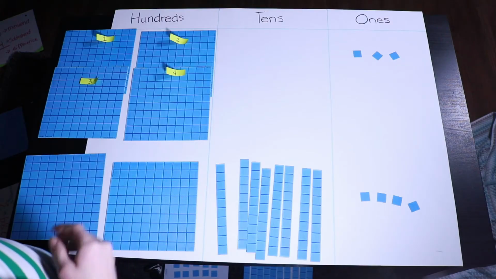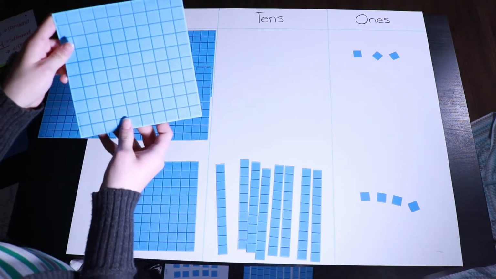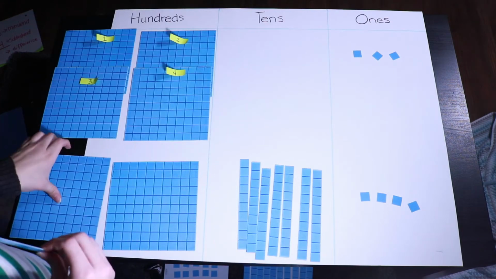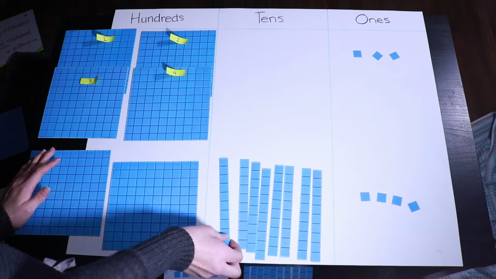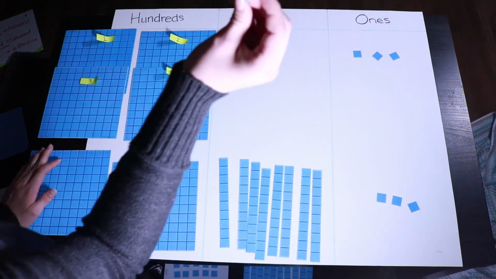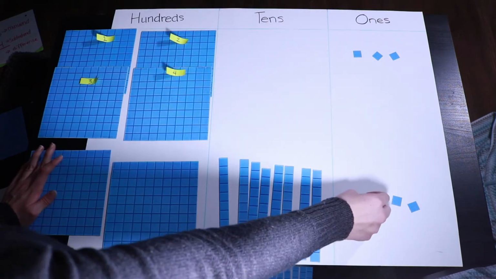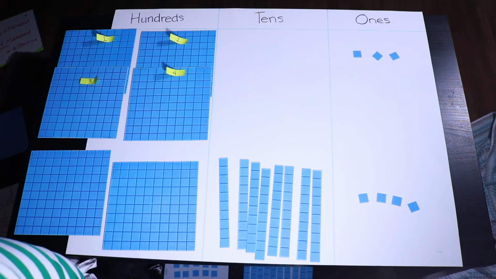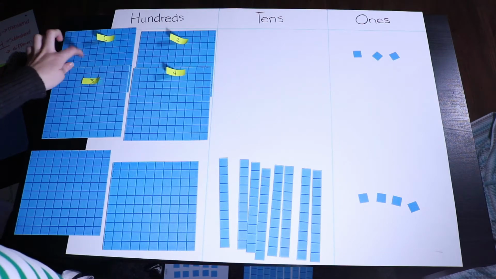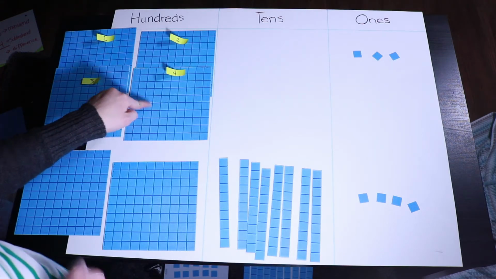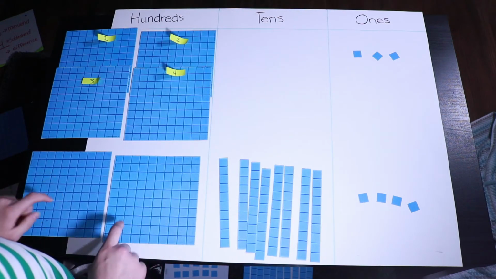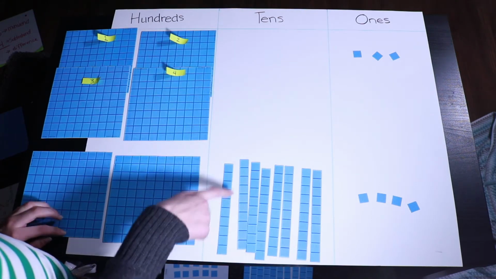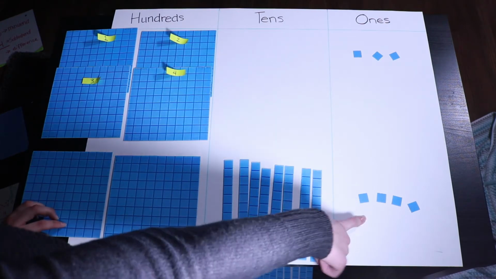This is our concrete version. This block right here represents 100, and this one is called a flat. This one is a rod and it is 10 units, and this one here is a single unit representing 1. Our top half of the chart is representing our minuend, so 403. So we have 4 flats for 400, 0 tens, and 3 ones. On our bottom half, we have 2 hundreds, 8 tens to represent 80, and 4 ones.